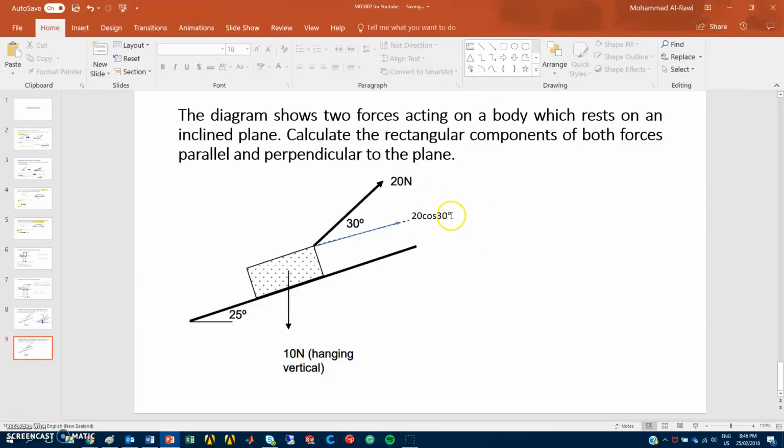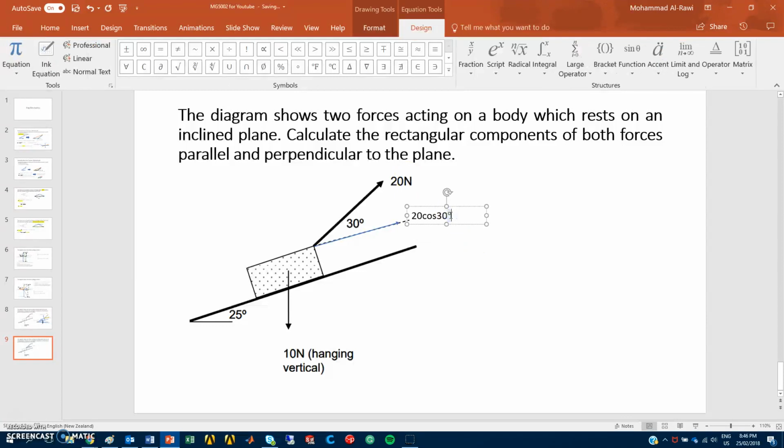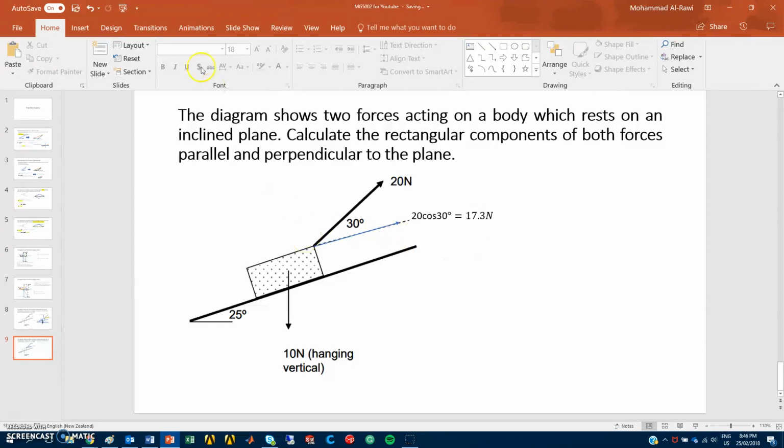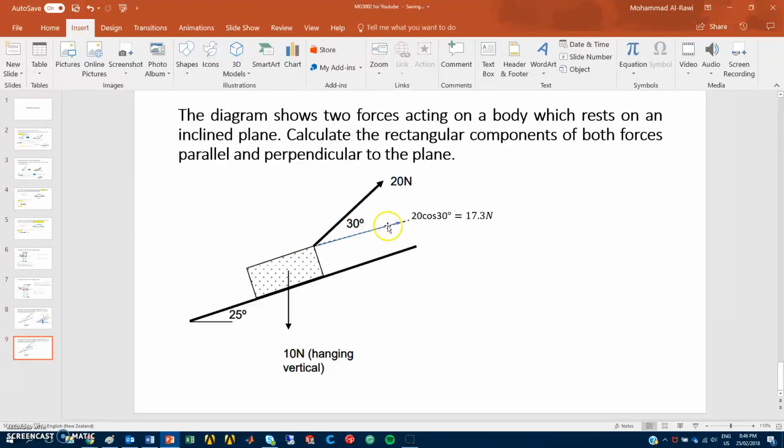and make sure to insert the degree symbol. And if you have your own calculator, that will be 20 cosine 30. Make sure to set up your calculator to degrees. The answer will be 17.3 newtons. So 17.3 newtons. That's the first answer. Now, at the same time, if this is the horizontal component of the 20 newtons, now we can find the vertical, which will be going in that direction. So this force will be about that distance.